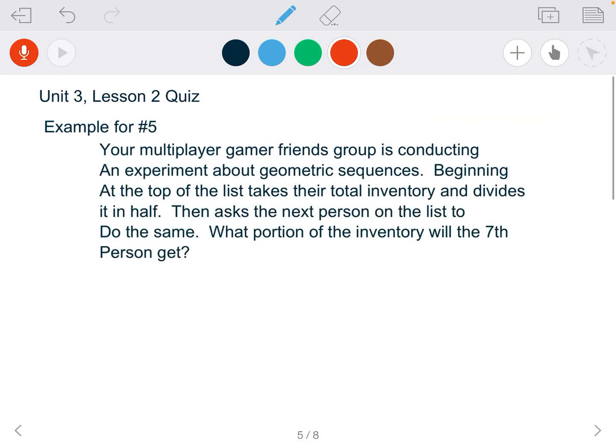Pause your video, do number 4 and number 5. Now I changed this problem up, so if it doesn't make sense, just go with it. It's very similar to your number 5.